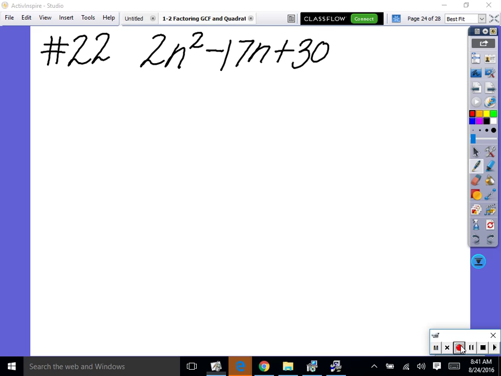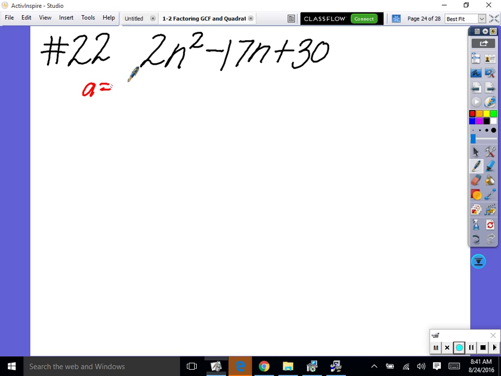Calculators. So everybody knows 22. We have 2n squared minus 17n plus 30. Our first thing we do is make sure it's in standard form, check. Second thing we're going to do, we're going to look at all three terms and say, is there something we can factor out right now? Nope, right? 30 divides by 2, but 17 doesn't. So we've got to go ahead and do what multiplies to be a times c and adds up to be b. So let's quickly, I'm going to write over here.